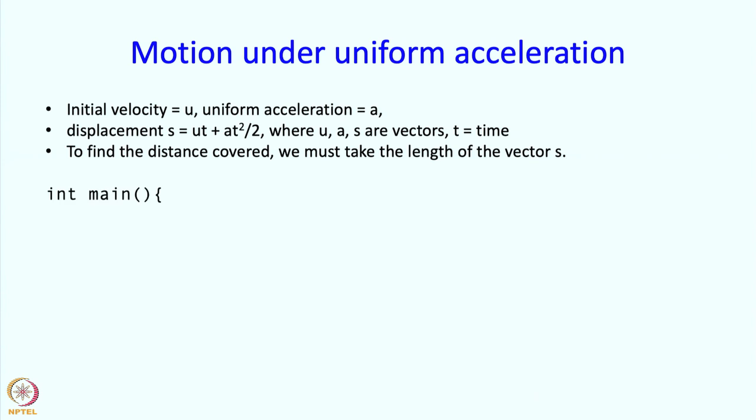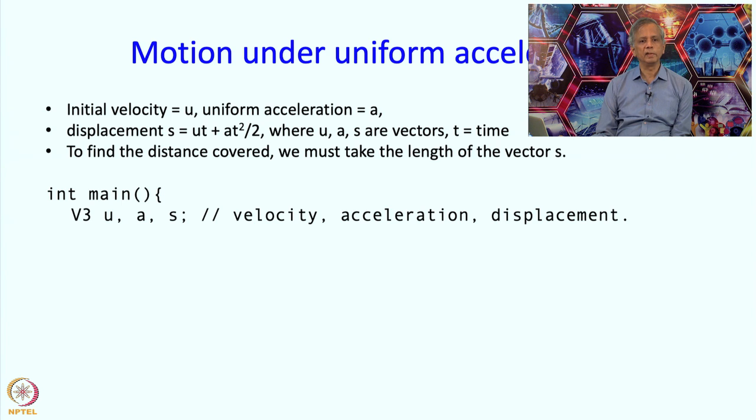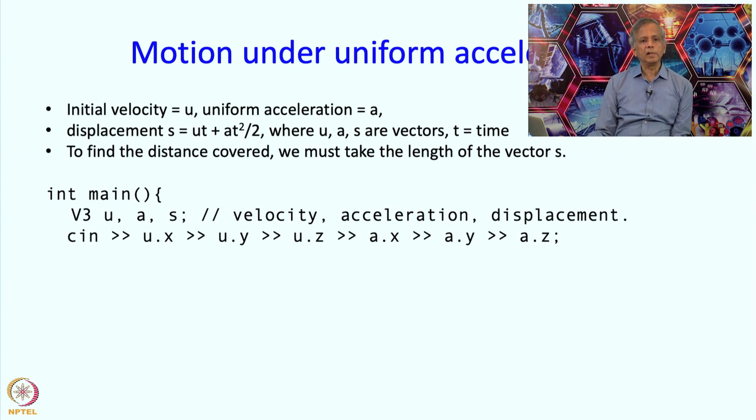Okay. So, this might be what our program looks like. So, we have three vectors of type V3, u, a and s, okay, velocity, acceleration and displacement. And first we read values into u and a. Okay. Next, we could calculate this for a single value of t, but just for fun we will calculate it for multiple values of t. So, t ranging from say 0 through 9. Okay. So, how will we do it?